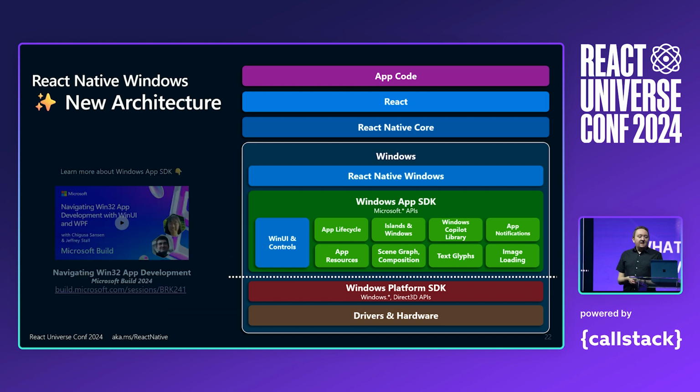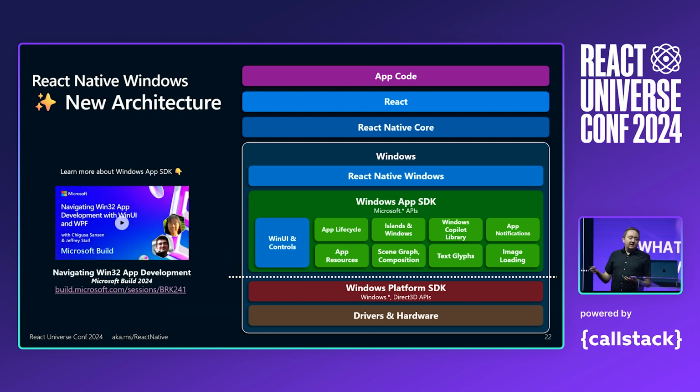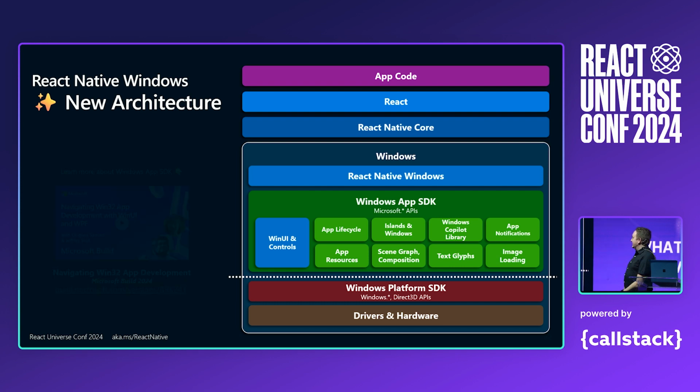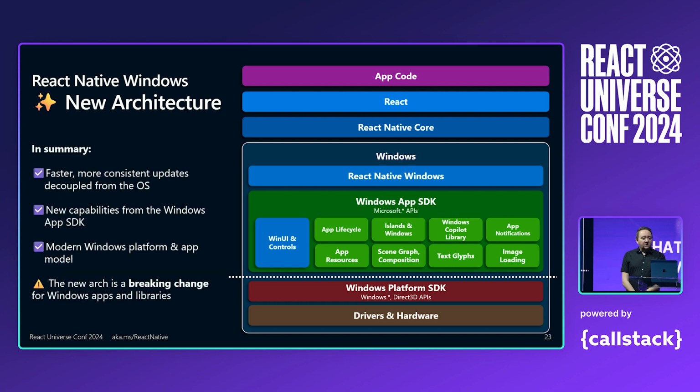If you're interested in learning more about the Windows App SDK specifically, I'm including a link here to Chigusa and Jeffrey. They gave a talk at Build. I mentioned that the Windows App SDK is not specific to React Native. It's really our shared underlying platform across all of our modern client platform endpoints, including WinUI and even WPF. So in summary, we're killing two birds with one stone with the new architecture on Windows.